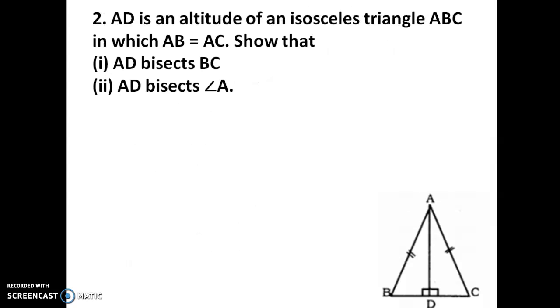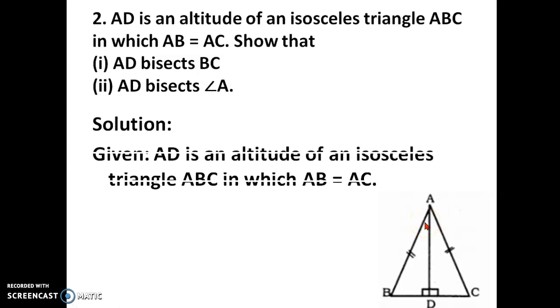In second problem, AD is an altitude of an isosceles triangle ABC in which AB is equal to AC. Show that AD bisects BC, AD bisects angle A. So here in this diagram you can see this is an isosceles triangle with AD is the altitude, okay, height of the triangle, and AB equal to AC. It is given. So we should show that AD bisects BC. Okay, this AD line is there, no, it bisects the line BC, we should show. And same way AD bisects the angle A also we should show.